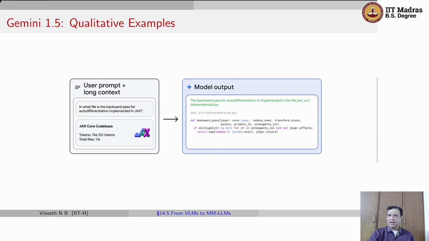You could ask the question, what can I do with this? Here are a couple of examples. You could do very interesting things like, in what file is the backward pass for auto differentiation implemented in JAX? And you could simply attach the JAX core code base along with this query and ask Gemini for the answer. And it gives this answer that says the backward pass for auto differentiation is implemented in the file jax/_c/interpreters/ad.py, and it points out the exact code snippet in that particular file.